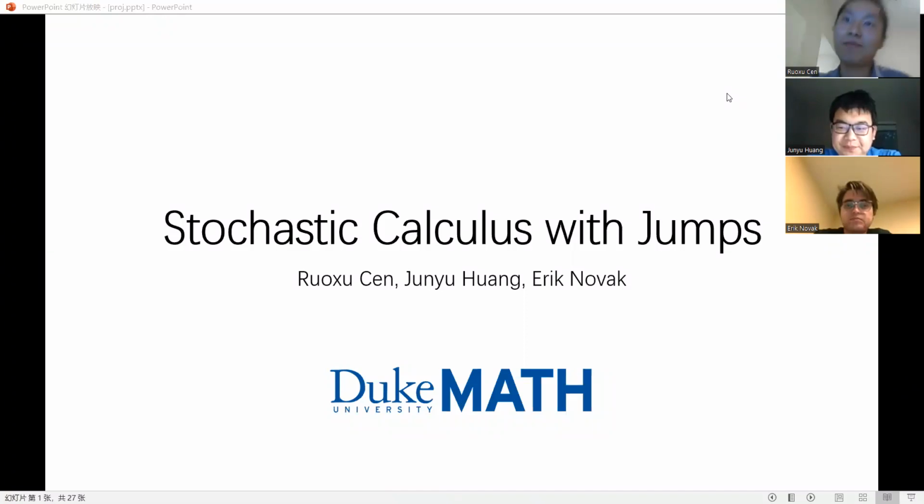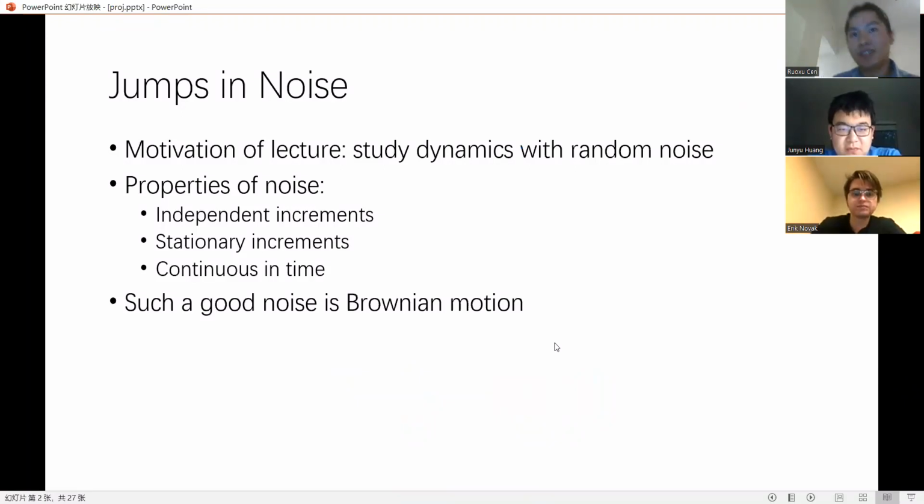Today we are going to talk about stochastic calculus with jumps. Recall that our lecture starts by considering dynamics with random noise. We consider noise with some good properties. First, the increments are independent, which means if you have disjoint time intervals, then the increments in these intervals are all independent. Second, we have stationary increments, which means for any time intervals of the same length, their increments follow the same distribution. And third, we want the noise to be continuous in time. Such a good noise turns out to be a Brownian motion. This is what we studied in lecture.